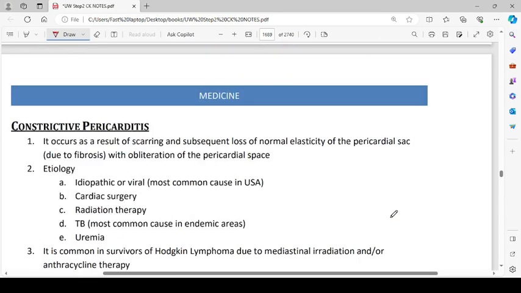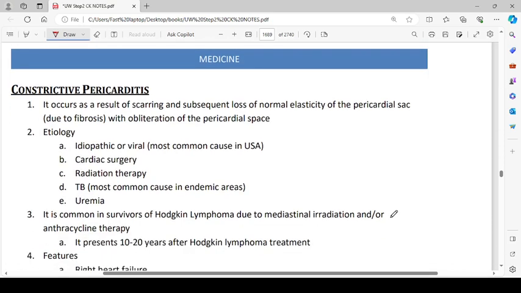Then we have constrictive pericarditis. So constrictive pericarditis is a variant of pericarditis. It occurs as a result of scarring and subsequent loss of normal elasticity of the pericardial sac. Now the pericardial sac has become stiff, right? It can't expand. It is not elastic anymore. It is due to fibrosis with obliteration of the pericardial space.